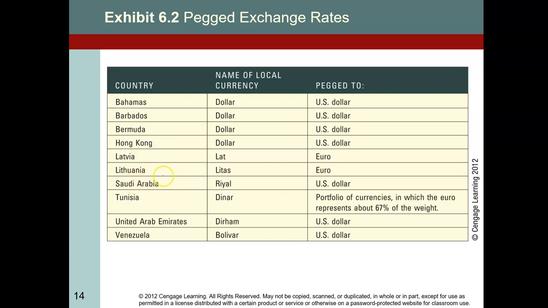Latvia and Lithuania are pegged to the euro. Saudi Arabia is pegged to the US dollar. Tunisia is pegged to a portfolio of currencies in which the euro represents about 67% of the weight. The United Arab Emirates is pegged to the US dollar. Venezuela is pegged to the US dollar.